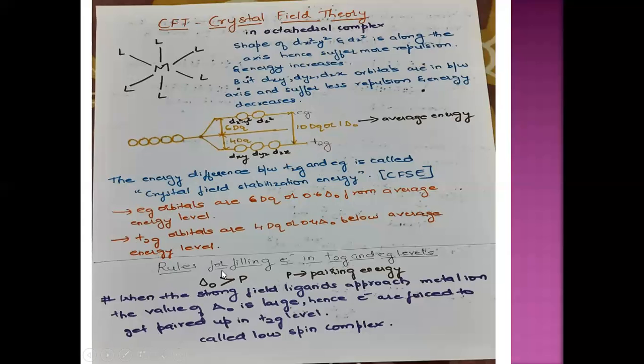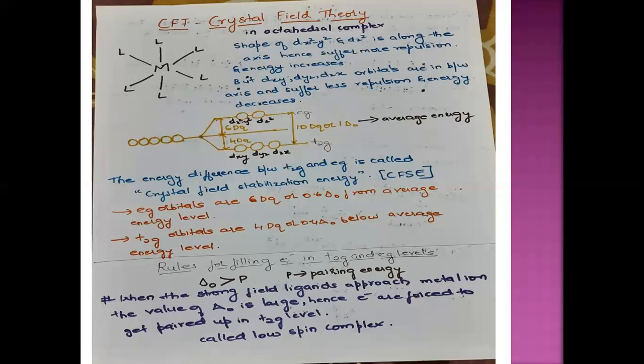Because delta naught, the difference between the Eg and T2G levels, is much greater compared to the pairing energy, you have to completely pair the T2G level first, then you can pair the Eg level. Since the T2G level is always completely paired, there is no single spin. That's why it is said to be a low spin complex.